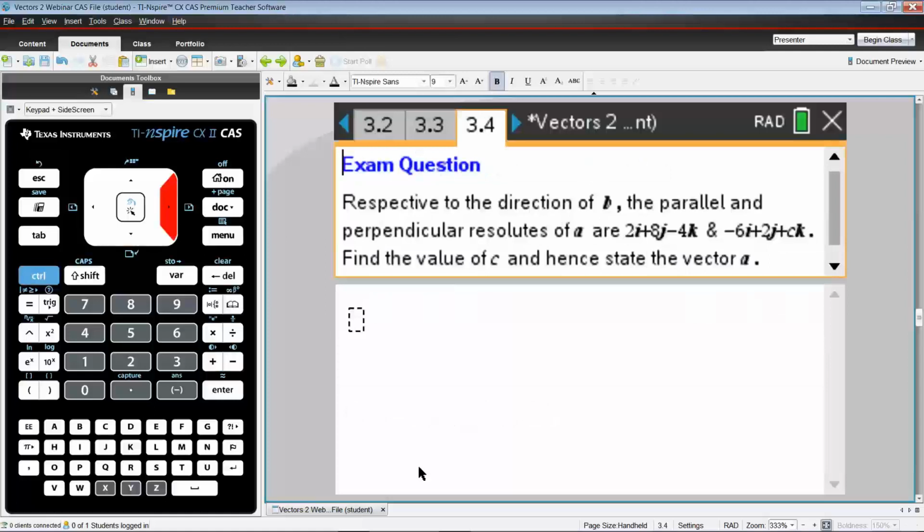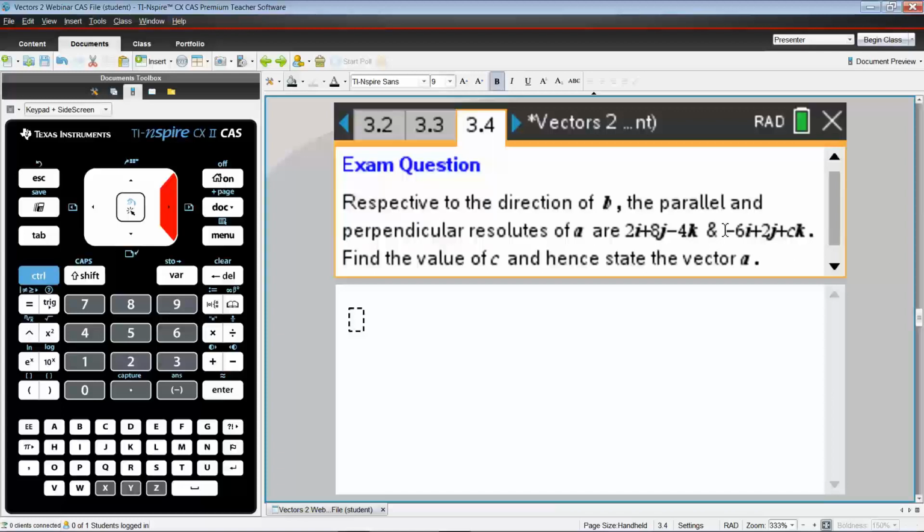Okay, so now moving on to a possible exam question. I've got, with respect to the direction of vector B, a vector B, and we're doing everything with respect to that vector. The parallel and perpendicular resolutes of another vector A are as shown over here. I've got 2i plus 8j minus 4k and negative 6i plus 2j plus ck.